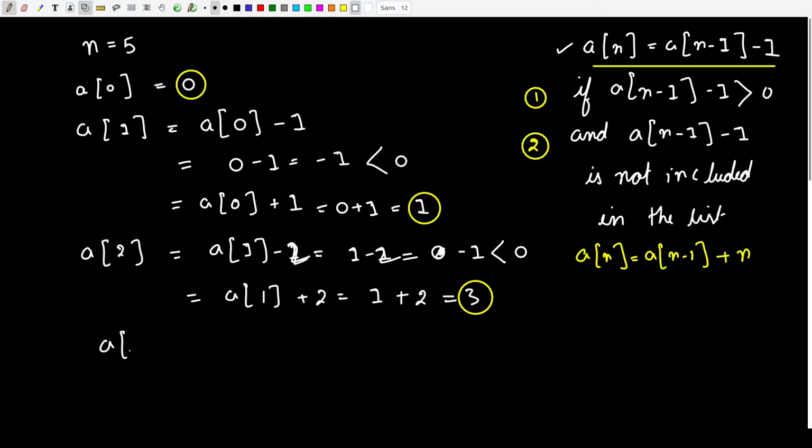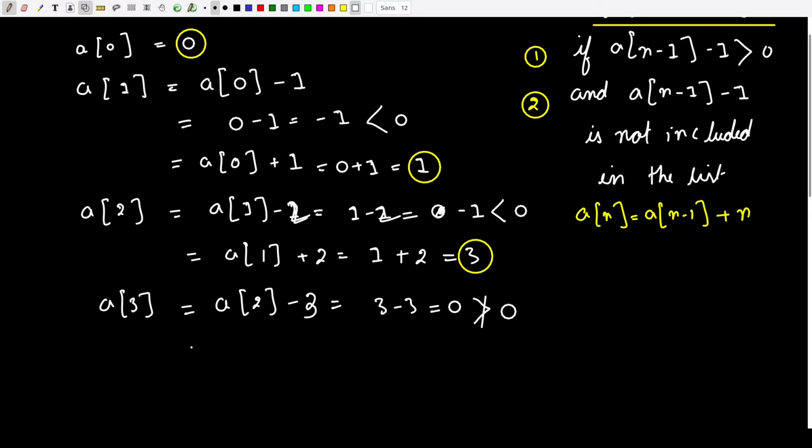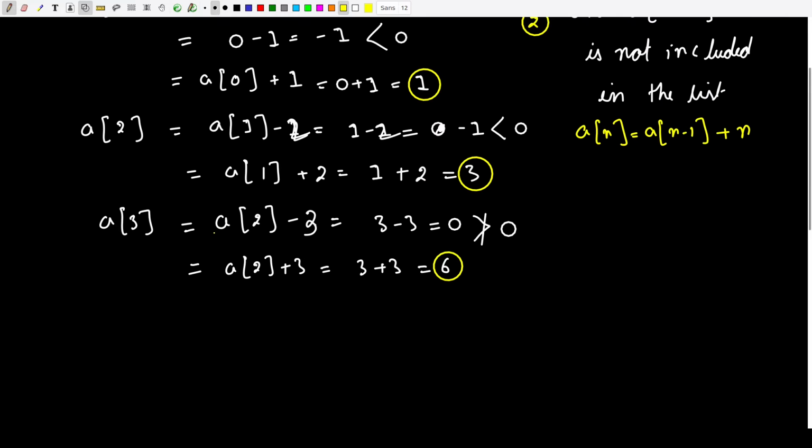Moving forward, a3 is equal to a2 minus 3. a2 is 3, 3 minus 3 is equal to 0. So this is not greater than 0, right? We want this to be greater than 0. Since it is not greater than 0, we are going to evaluate it as a2 plus 3. So a2 is 3, 3 plus 3 is equal to 6. So this will be 6. And let's move forward. So this is the fifth and final element of the list.